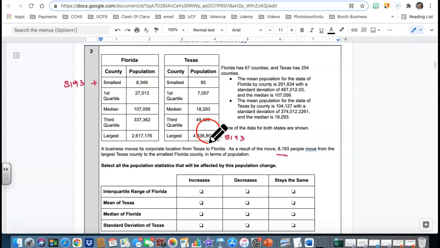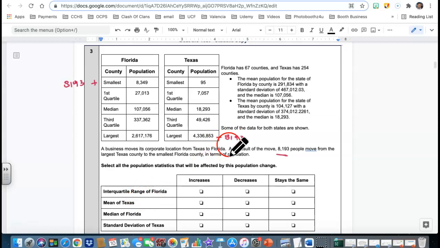So this is something that you need to understand. All right, let's read the questions. Select the population statistics that will be affected by this population. All right, interquartile range of Florida is going to increase, decrease, or stay the same. Mean of Texas, which is the average.